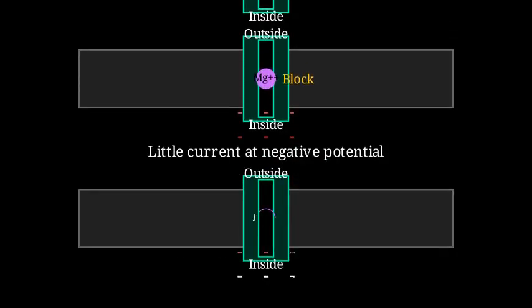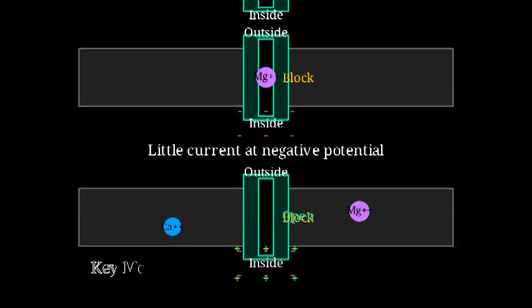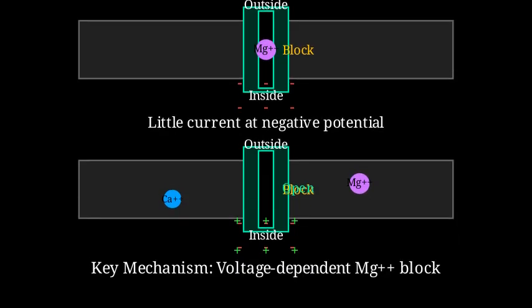Now, imagine the membrane depolarizes, which means the inside becomes less negative or even positive. At positive potentials, the magnesium is pushed out of the pore. The channel unblocks and ions can flow through. This is the key idea. The NMDA receptor is voltage dependent because magnesium blocks it at negative potentials and depolarization ejects the magnesium. So the mechanism is a voltage-dependent magnesium block, not a special voltage sensor.